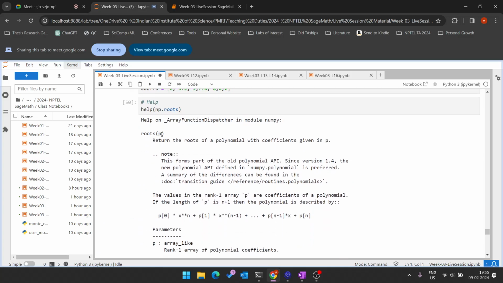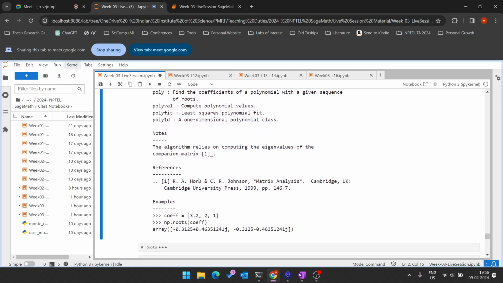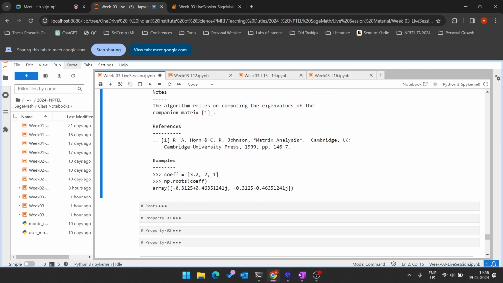So it says that roots takes a single argument p. What is p? P is an array which contains a rank 1 array. So it's basically a 1D array which contains all the polynomial coefficients. How is it used? Suppose you have coefficients as 3.2, 2, 1. So this represents the equation p of x equals 3.2x² + 2x + 1.